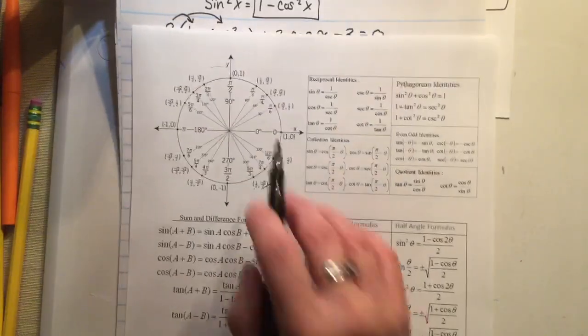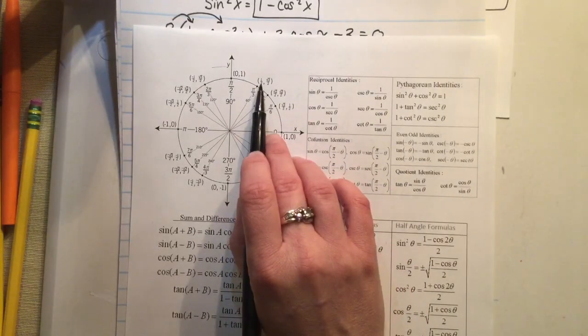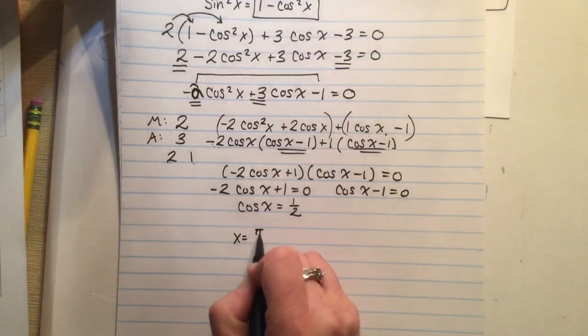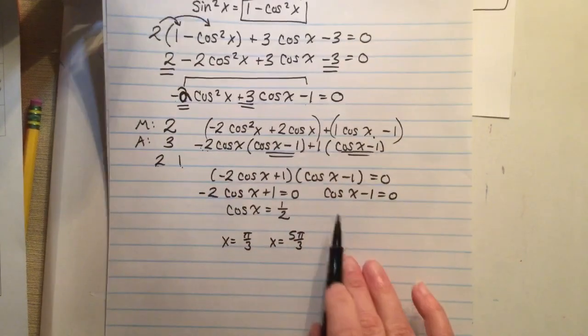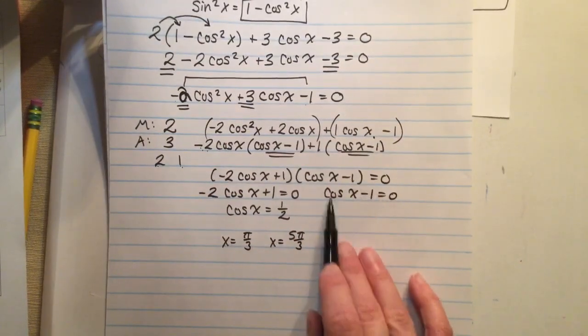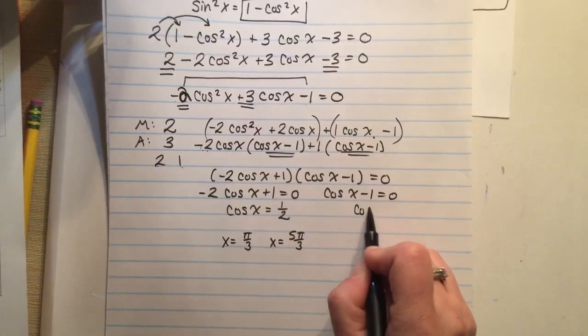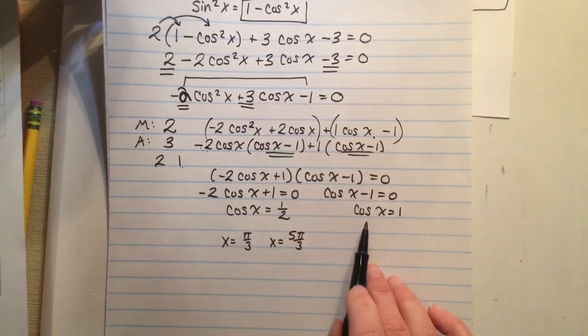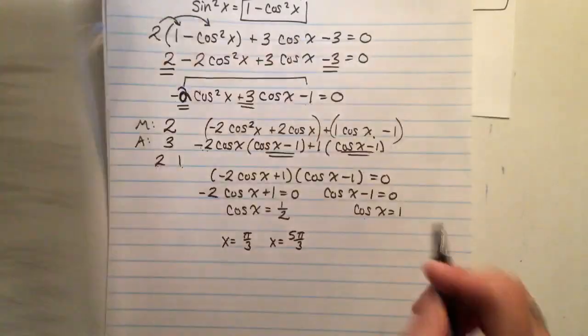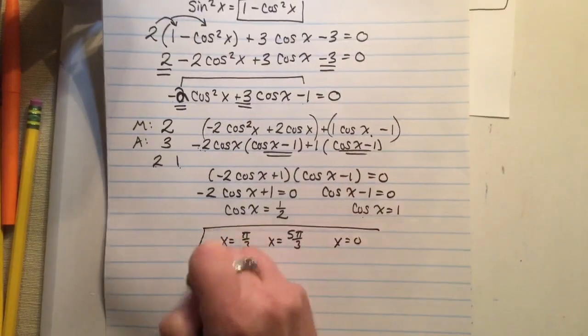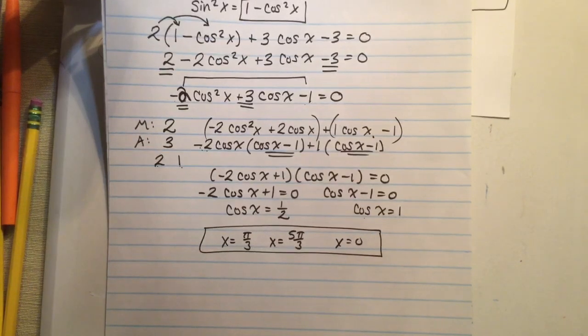Cosine is the x value. So my x value is 1/2 at pi over 3 and 5 pi over 3. Pi over 3, 5 pi over 3. Okay, now I go to the second factor. If I add the 1 over, cosine of x equals 1. Where is the x value equal to a 1? At 0. There are your solutions for number 9. You should have pi over 3, 5 pi over 3, and 0.